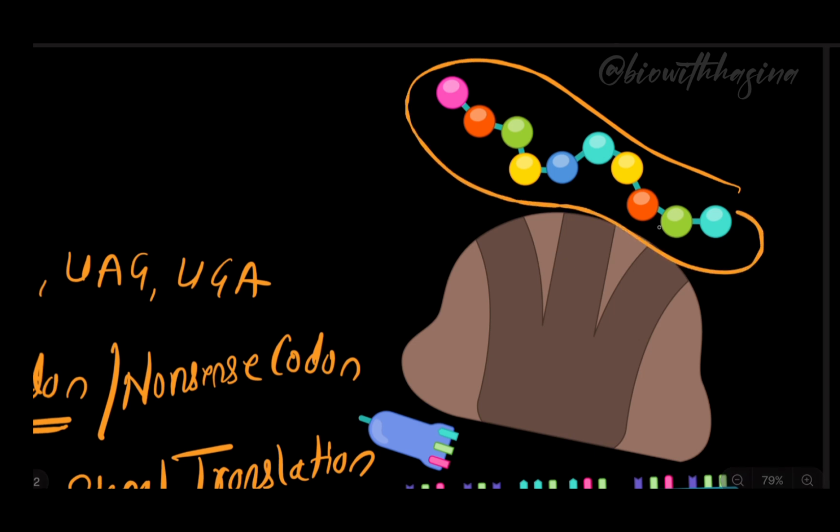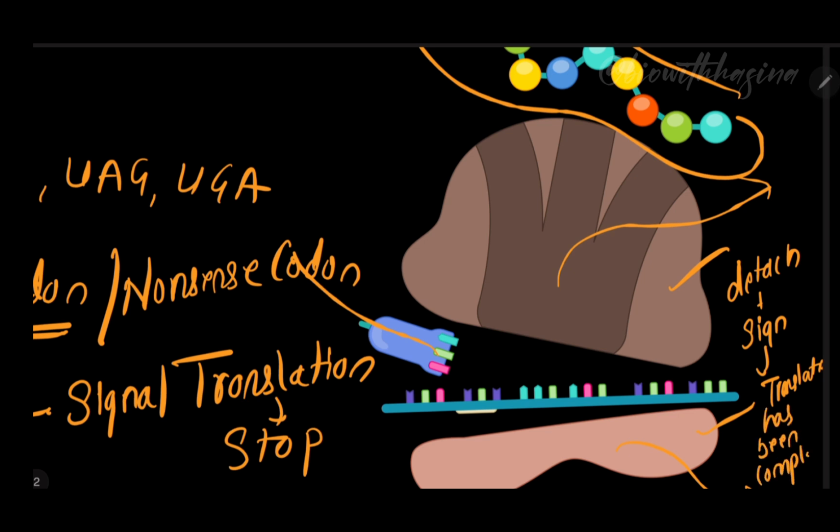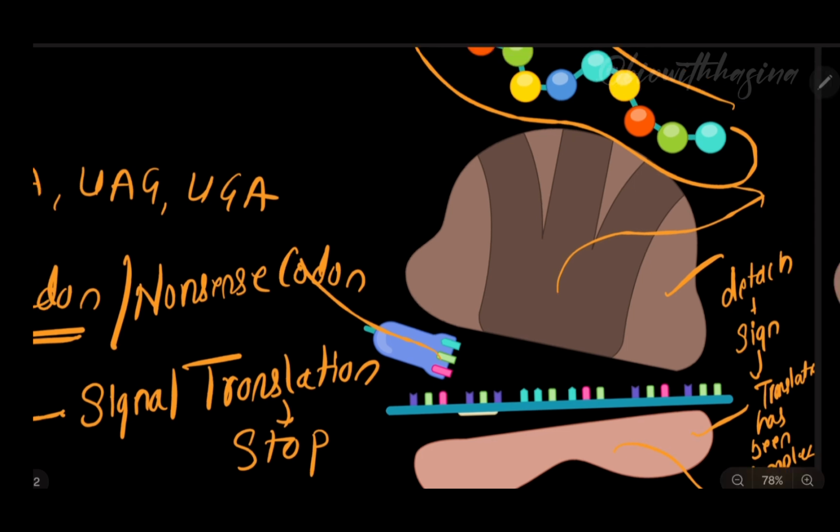Your ribosome is also going away. Both the subunits are going away. See, this small subunit, large subunit, your tRNA, your mRNA, all are getting separated. When this ribosome gets detached, this is a sign that translation has been completed. So this is your last step, that is the termination.